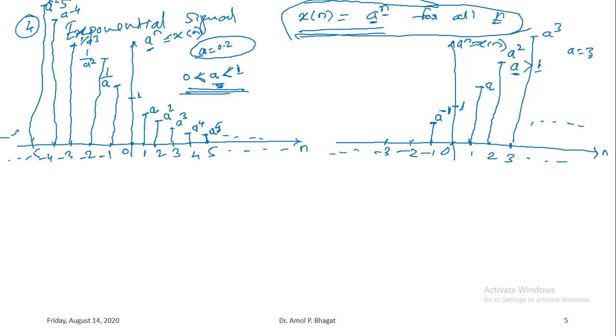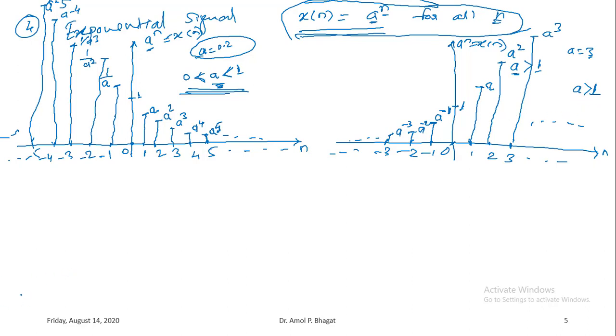Then it can be a to the power minus 2, this can be a to the power minus 3 and so on. So on the left hand side the signal is decreasing, on the right hand side the signal is increasing. So this is how the exponential signal will be represented for this second condition where we have taken a greater than 1. In the first case we have taken the value of a between 0 and 1, in the second case we have taken the value of a greater than 1.